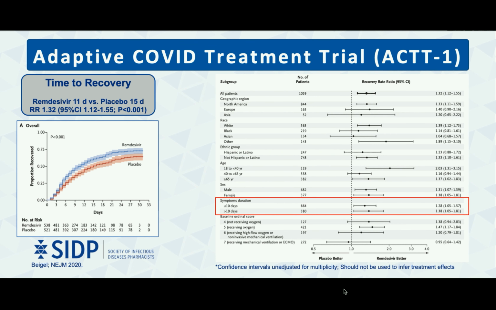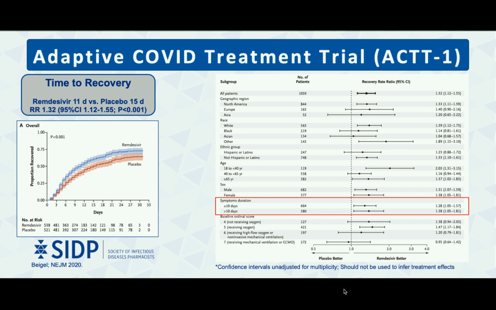The authors conducted several pre-specified subgroup analyses to attempt to further pinpoint which groups benefit from remdesivir therapy. Interestingly, patients presenting with greater than 10 days of antecedent symptoms still appeared to derive benefit from remdesivir therapy with a recovery rate ratio of 1.38, slightly higher than that observed for patients presenting within the first 10 days of symptoms with a rate ratio of 1.28.